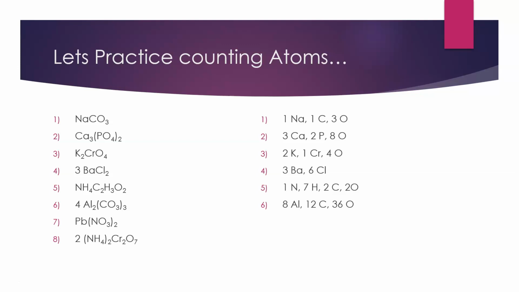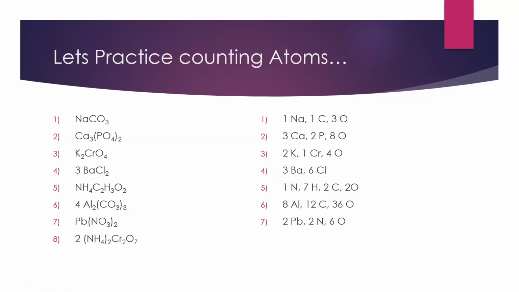6 was a real tough one. You had your coefficient in front and you had those parentheses, so you wanted to make sure you got everything right. This gave us 8 aluminums. 2 times 4 is 8. This gave us 12 carbons because this 3 meant we had 3 carbons and then we multiply it by 4 for 12. And 36 oxygens because 3 times 3 is 9 oxygens times 4 is 36.